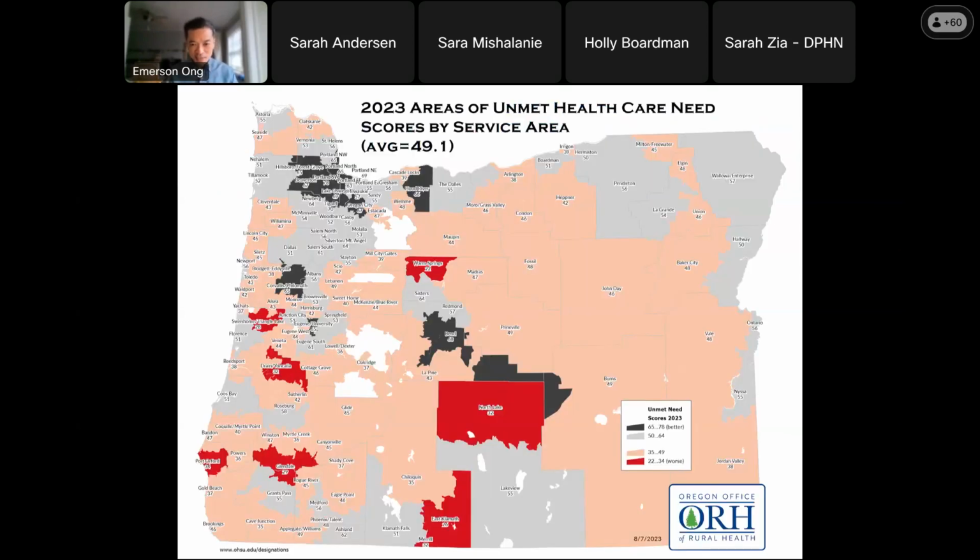That's what this map for unmet healthcare need final score looks like. This color breakdown is by quartiles. So the darkest red areas have the lowest, worst numbers, and then the dark gray areas have the highest and best numbers. So the bottom of the ranking are North Lake, East Klamath, Crane, Yoncalla, Port Orford, Warm Springs.